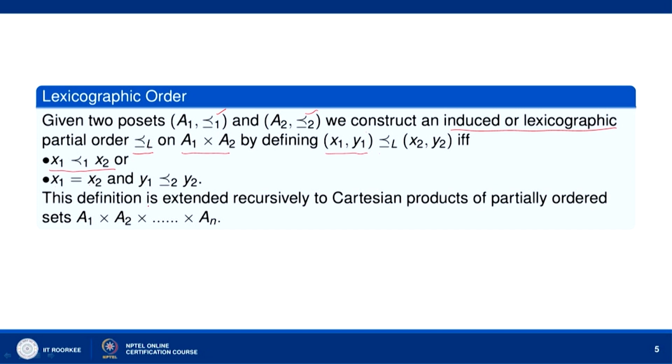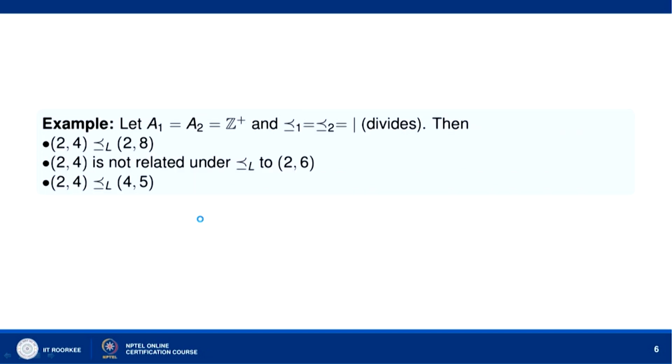Okay. So, this definition is defined recursively to Cartesian products of partially ordered sets A1 cross A2 cross An. Let us see how we do this. We can take an example. Suppose we have two sets A1, A2. Z plus means the set of positive integers, and A1 is a poset with divisibility, A2 is also a poset with divisibility. Then (2, 4) precedes (2, 8) lexicographically. How?